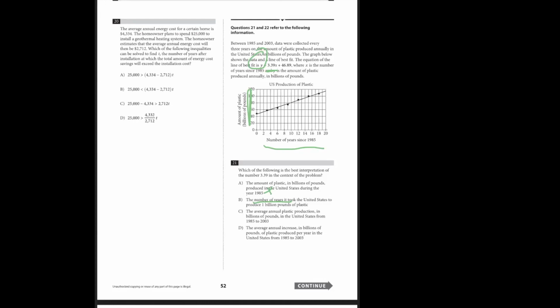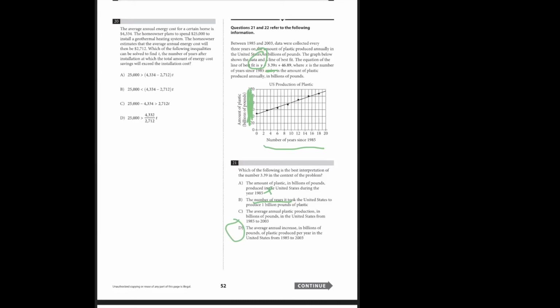The average annual increase, so I'm already liking that because it relates to slope. In billions of pounds, it matches the unit, like we said, of plastic produced per year. So for every 1 year, like I was saying, United States from 1985 to 2003. So I think that's D. C may seem like it could be right, but D is just a better answer of slope, and remember that's what you're looking for.